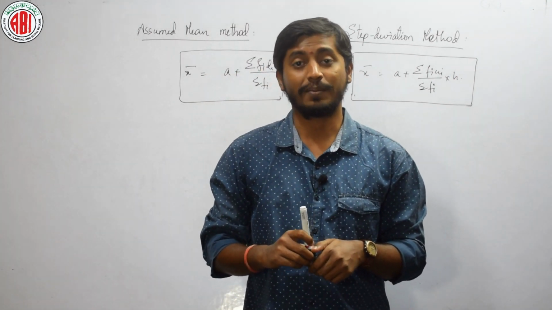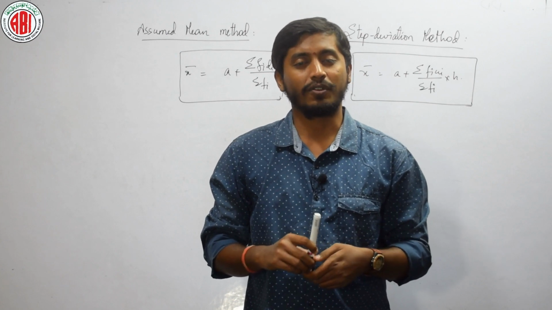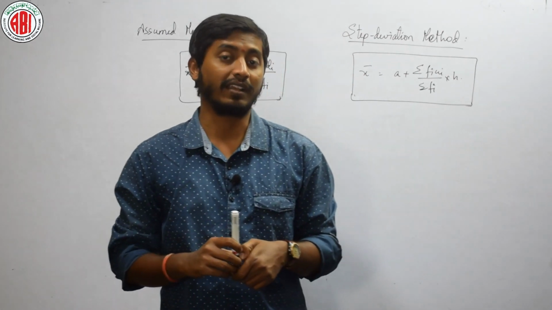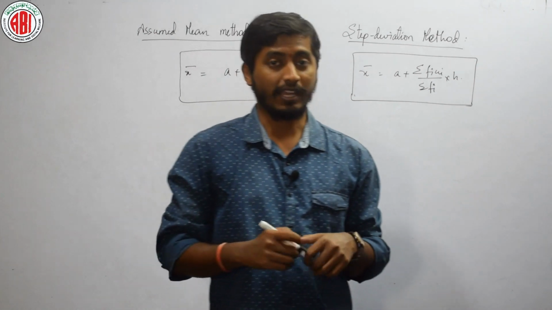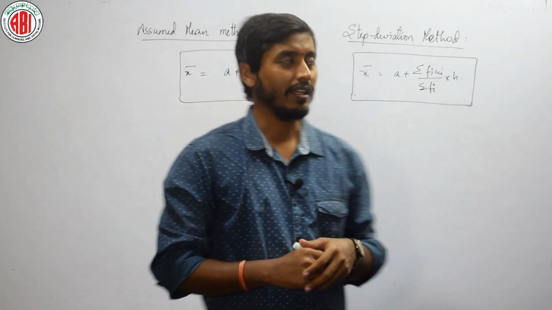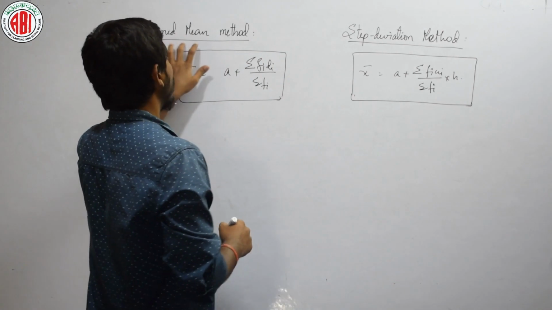We have started our chapter statistics. We have solved a few problems of mean by the direct method in our previous session. Today we are going to discuss two more methods of mean. One method is the assumed mean method.